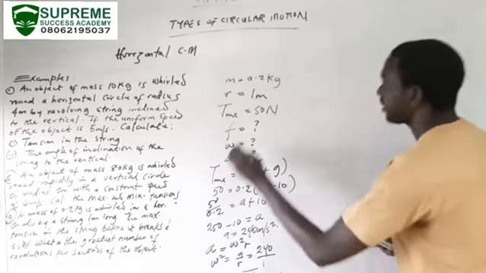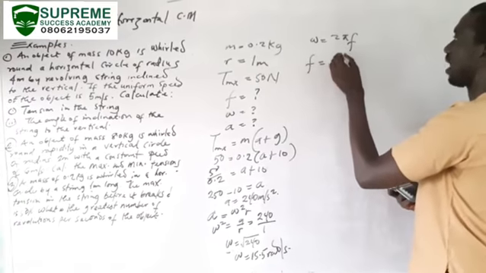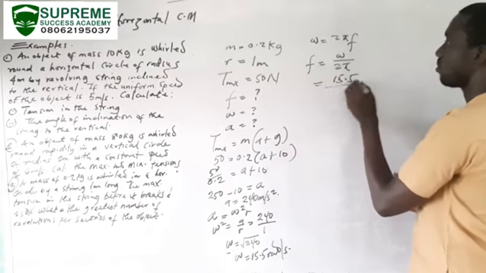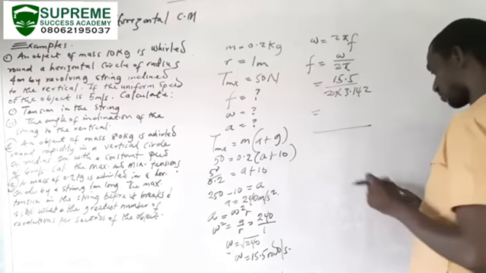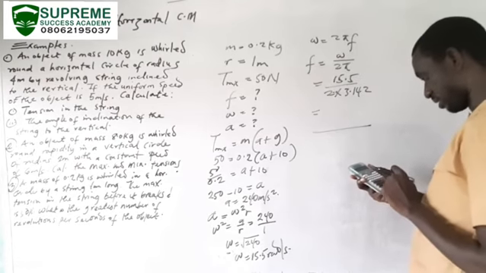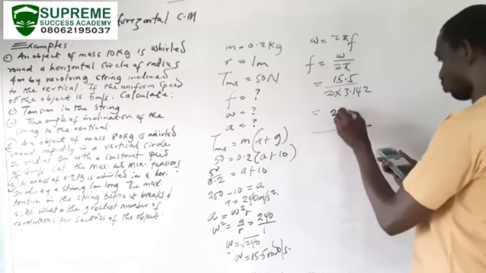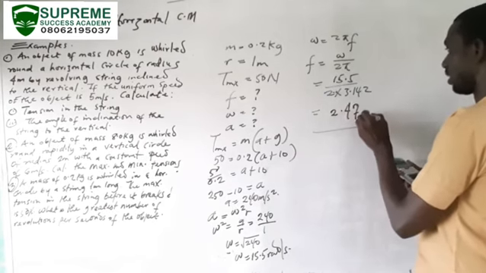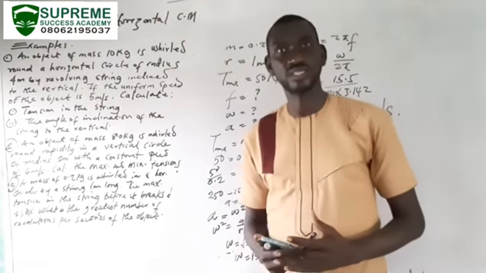Then from that, you have your W equals 2 pi F. Make F the subject of the formula. You have it to be W over 2 pi. So your 15.5 over 2 times pi, which is given as 3.142. Then you get your final answer to be 2.47 revolutions per second. So that comes to the end of today's class on types of circular motion.